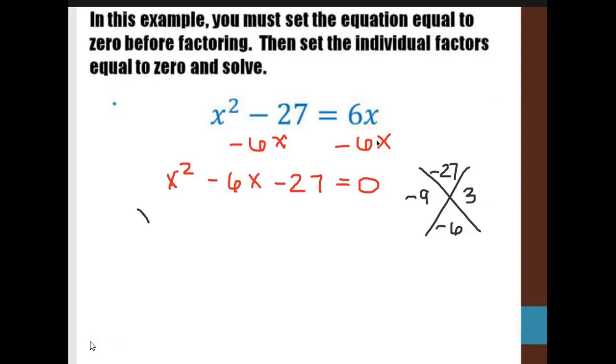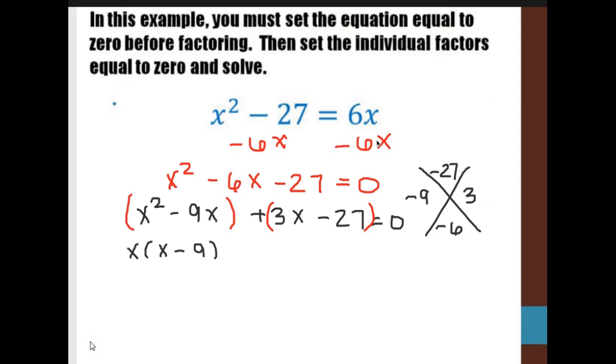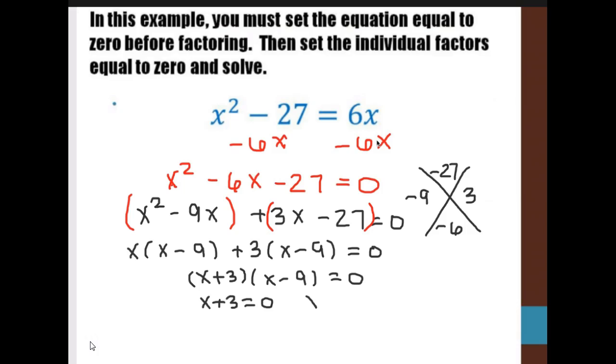When you set up your factor by grouping, you always put the negative first. Take out an x, leaving x minus 9. Take out a 3, leaving x minus 9. So in factored form, you have x plus 3, x minus 9. Applying the zero product property, we say x plus 3 equals 0, x minus 9 equals 0. Therefore, x equals negative 3.